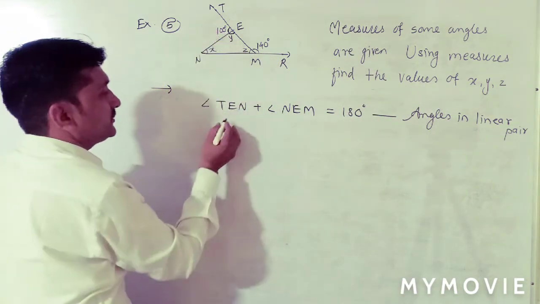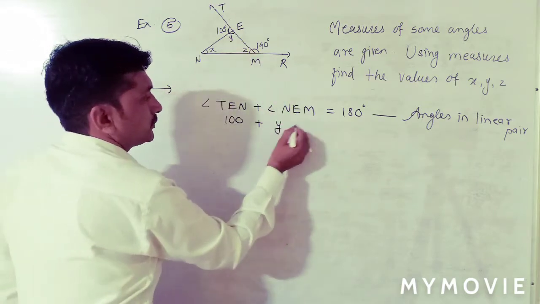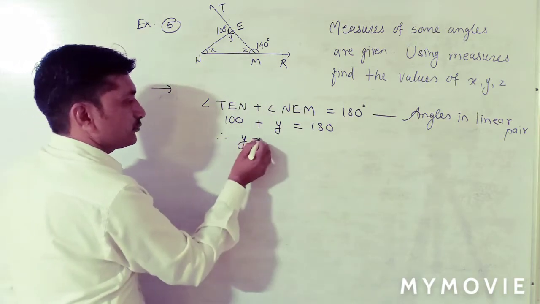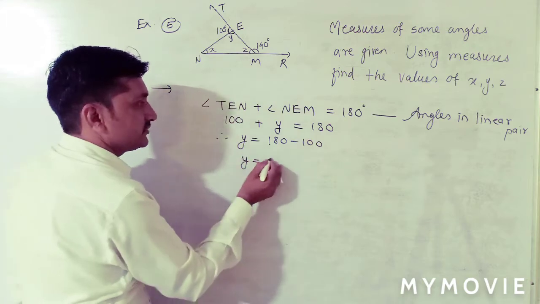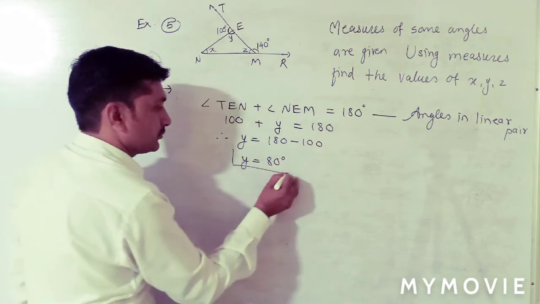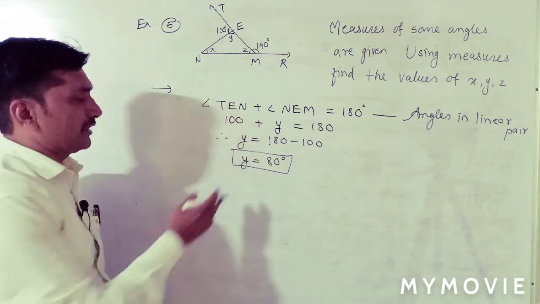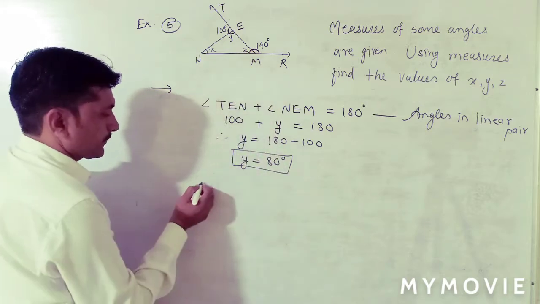Now TEN is given 100. 100 plus NEM, which is y, is equal to 180. Now here we get y is equal to 180 minus 100. Therefore y is equal to 80 degrees. One angle we got, the value of y. Same way for these two angles.